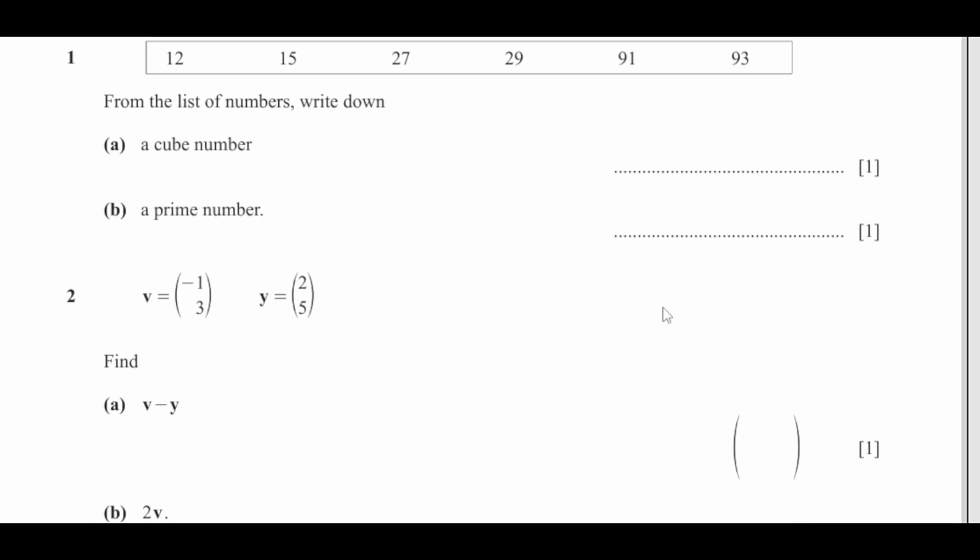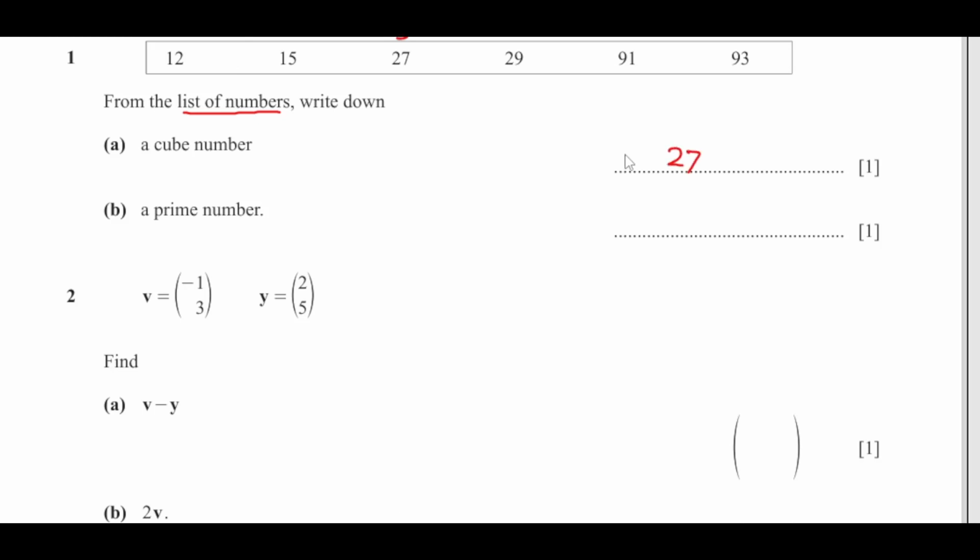So the first question that we have here is, we have a list of numbers. From the list of numbers, write down a cube number. A cube number is a number that can be written as the cube of a number. Like here we have 27, which can be written as 3 power 3. So the cube number is 27, right?